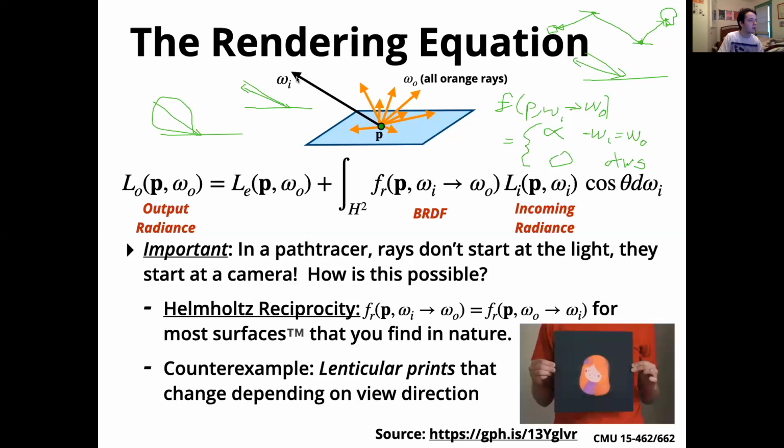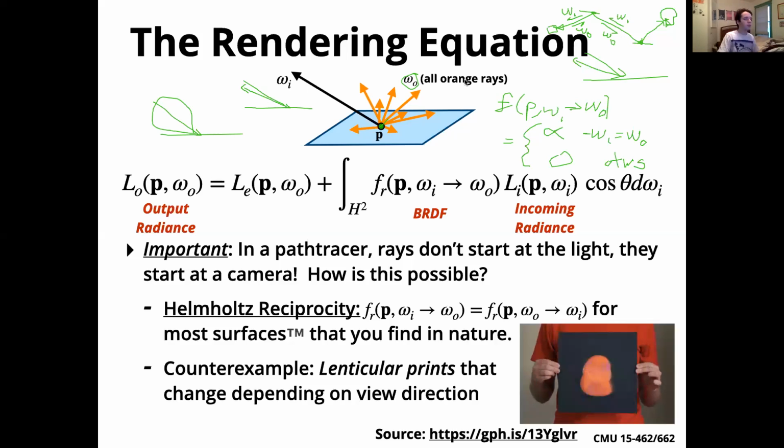What I will say is that Wo is the exitant direction, the outgoing direction. If we're thinking about this in terms of photons, this is the direction towards the light, and this is the direction towards the camera. So this direction here is Wo, and then we have, wait, no, I got that backwards. Wait, did I? Wait, yeah, no, never mind. So this is Wo, this is Wi. Oh, okay, I see. I get that.